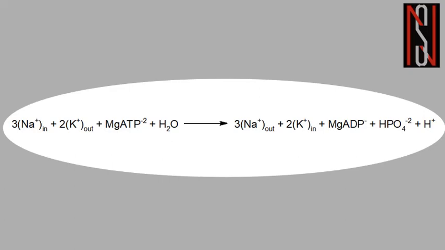So the whole reaction would be 3 Na+ in plus 2 K+ out plus Mg-ATP2− in presence of H2O will be converted into 3 Na+ out plus 2 K+ in plus Mg-ADP−, because the ATP will be converted into ADP with the release of one phosphate group, so plus HPO4 2−, with an additional H+ ion. Okay, so this is the complete reaction you will have to remember in the case of the sodium potassium pump.